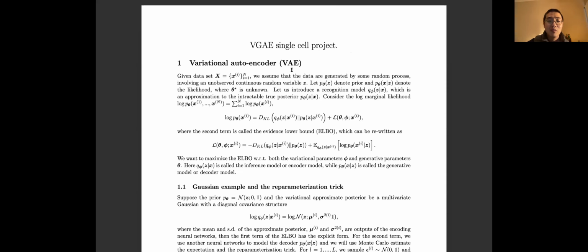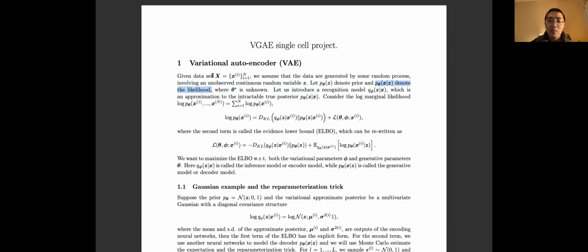So first, let's quickly review the variational autoencoder, VAE. This is a generative model. The purpose is to generate the data. Given the data set X, we assume, as the main assumption for this model, that the data are generated by some random process involving an unobserved continuous random variable Z. Here Z is a latent variable. We denote P theta Z as a prior and P theta X given Z as a likelihood.